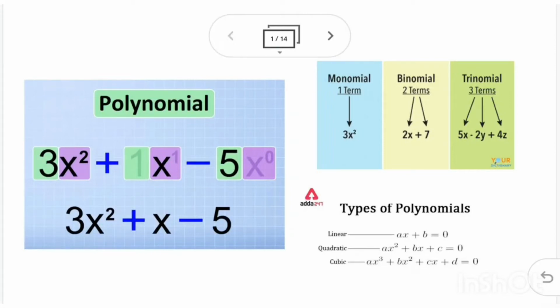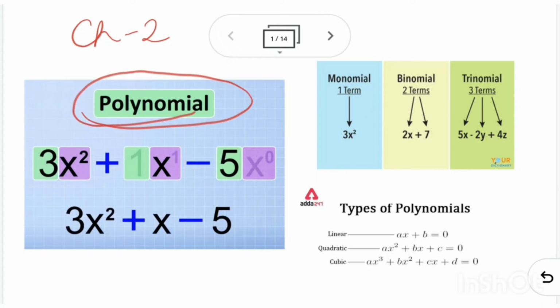Dear students, today we are going to discuss chapter 2, Polynomials. You have studied about polynomials in your lower classes also. A polynomial is any algebraic expression which contains many terms. Now you can see here an algebraic expression, 3x square plus 1x plus 5. So this is an algebraic expression containing 3 terms. So it has some numbers and it has some variables with different powers.